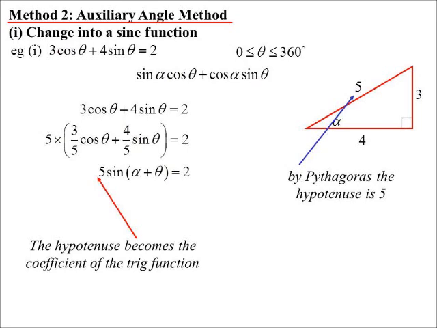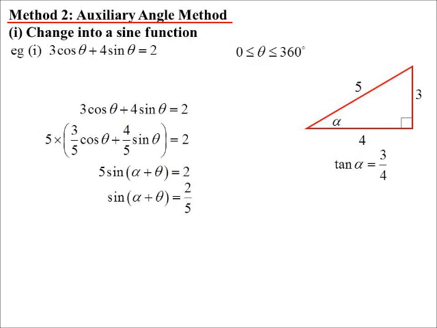I don't worry about saying sine alpha is 3, which is bigger than 1. I'm really just saying the opposite side is 3, adjacent side is 4. So the hypotenuse always becomes the coefficient of the trig function. Divide both sides by 5, and I've got a very simple equation to solve. It's simply my sine is 2/5.